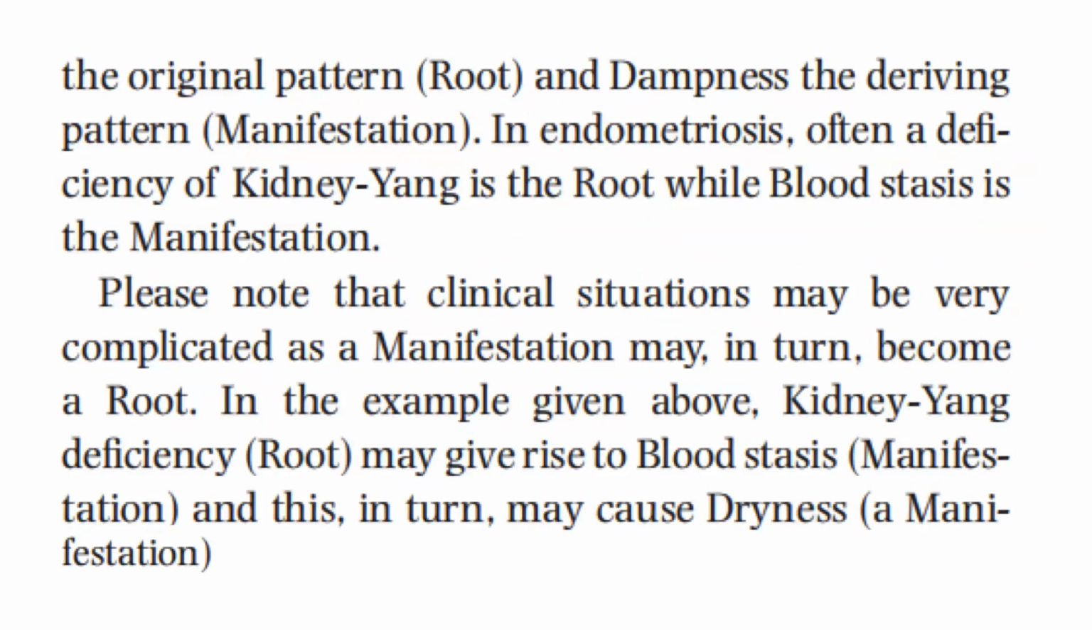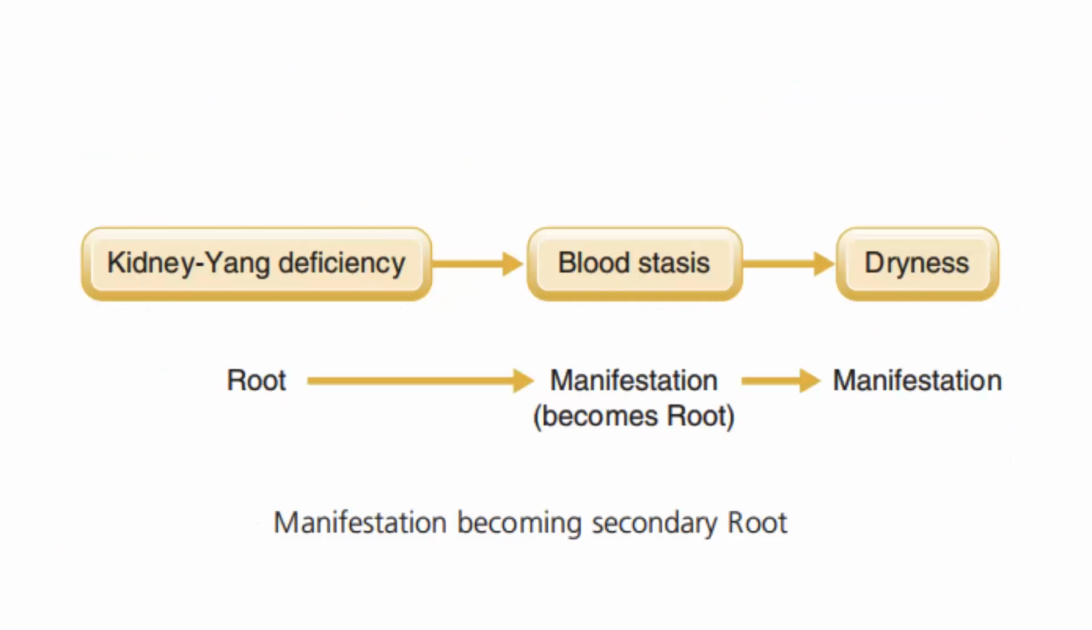In endometriosis, often a deficiency of kidney yang is the root, while blood stasis is the manifestation. Please note that clinical situations may be very complicated, as a manifestation may in turn become a root. In the example given, kidney yang deficiency, the root, may give rise to blood stasis, the manifestation, and this in turn may cause dryness, a manifestation. So here we have the schema of a manifestation becoming the secondary root. So from kidney yang deficiency to blood stasis, which will eventually lead to dryness.